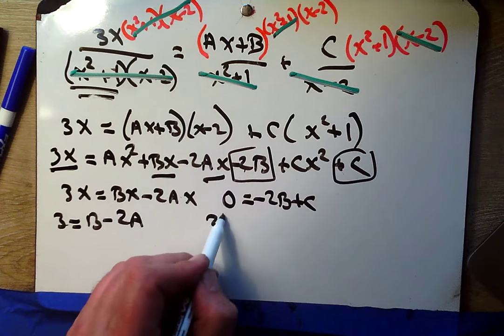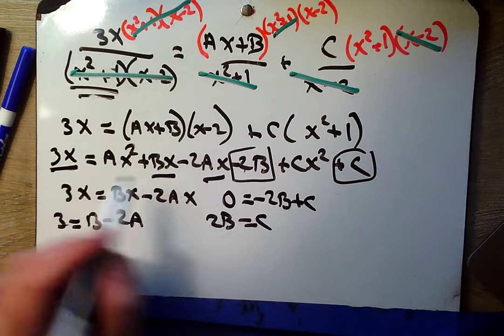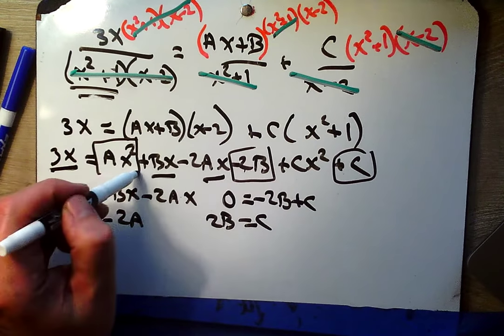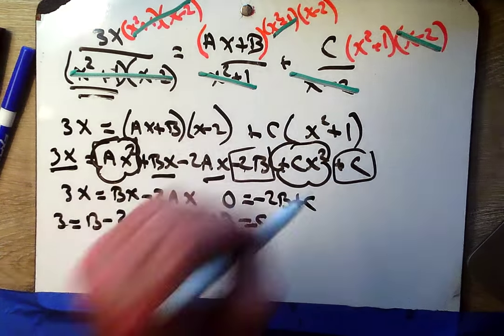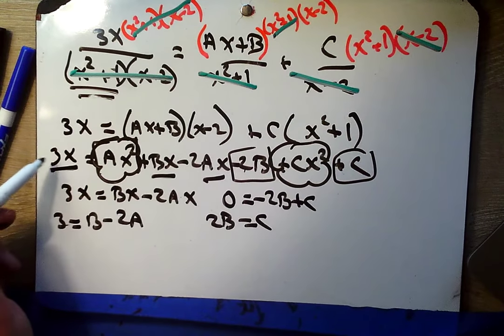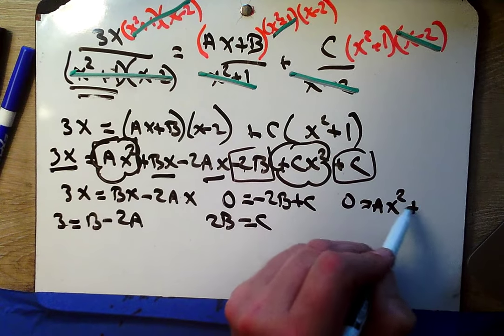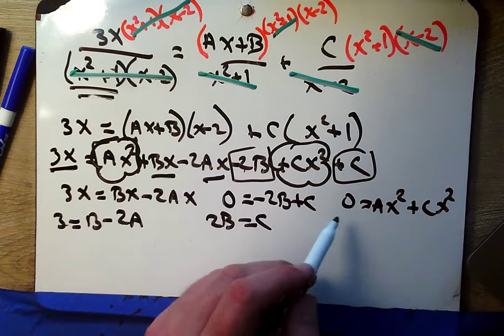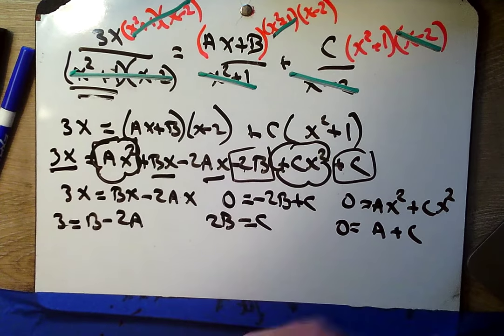And so I guess we could say that 2b equals c. And then finally, the x to the second stuff. Again, there's no x to the second stuff over here. So I'm going to have 0 equals ax squared plus cx squared. And if I divide everywhere by x squared, I get 0 equals a plus c.